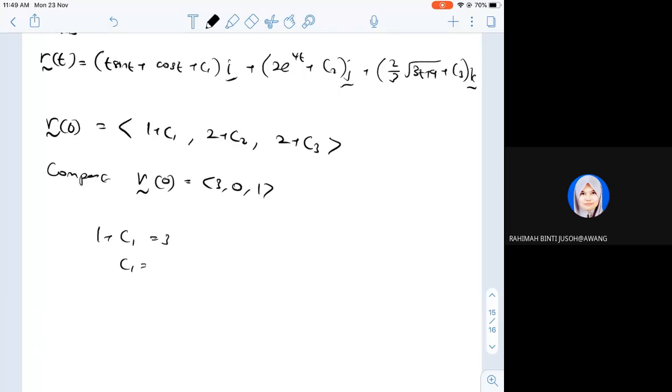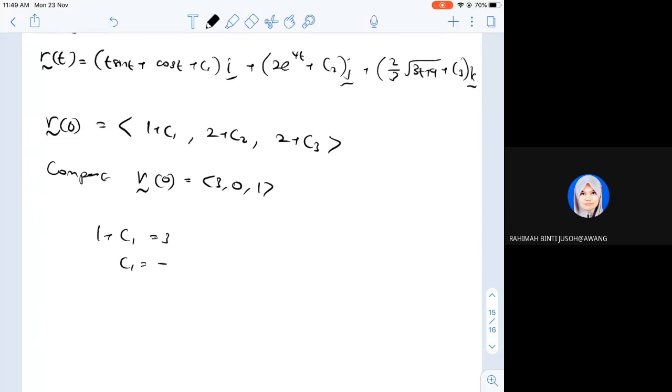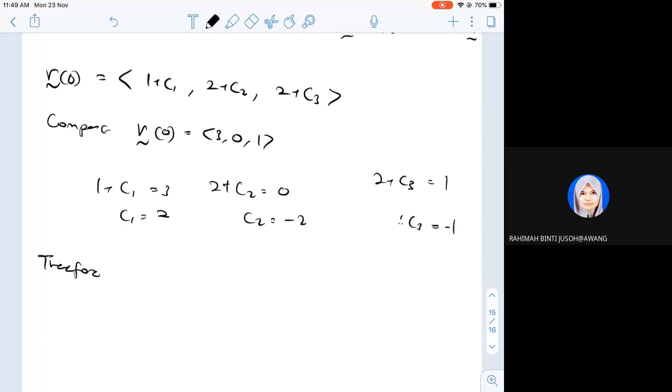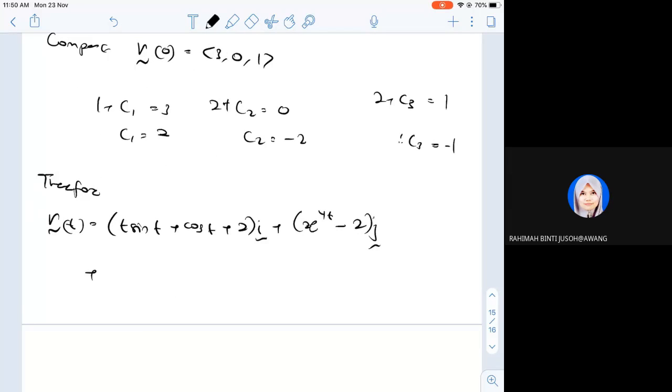So C1 is equivalent to 3 minus 1, so 2. 2 plus C2 equals to 0, so C2 equals to negative 2. And then 2 plus C3 equals to 1. Therefore, C3 is equals to 1 minus 2, which is negative 1. So finally, the answer is r(t) is equals to t sin t plus cos t plus 2 i, and then plus 2 exponent 4t minus 2 j, plus 2 over 3 square root of 3t plus 9 minus 1 k. Right? Okay, so that's the answer.